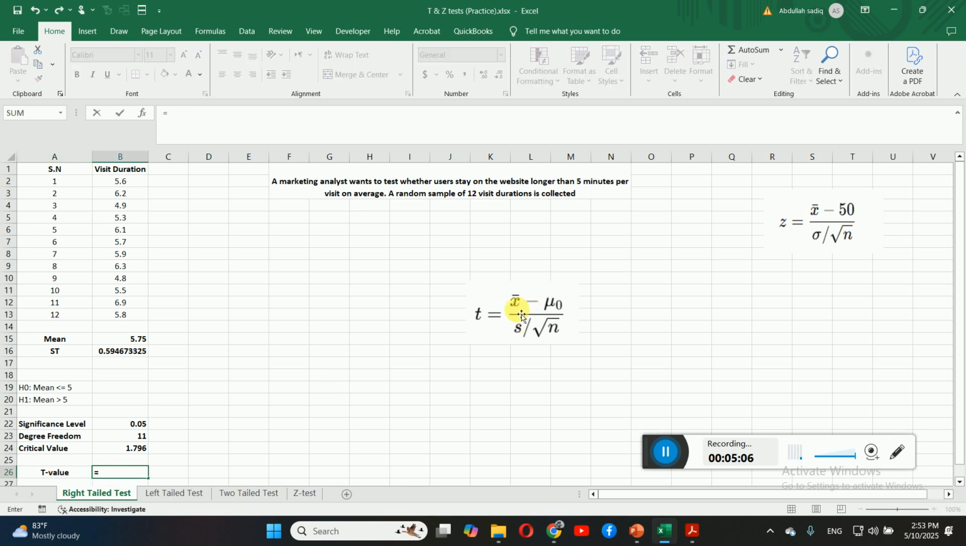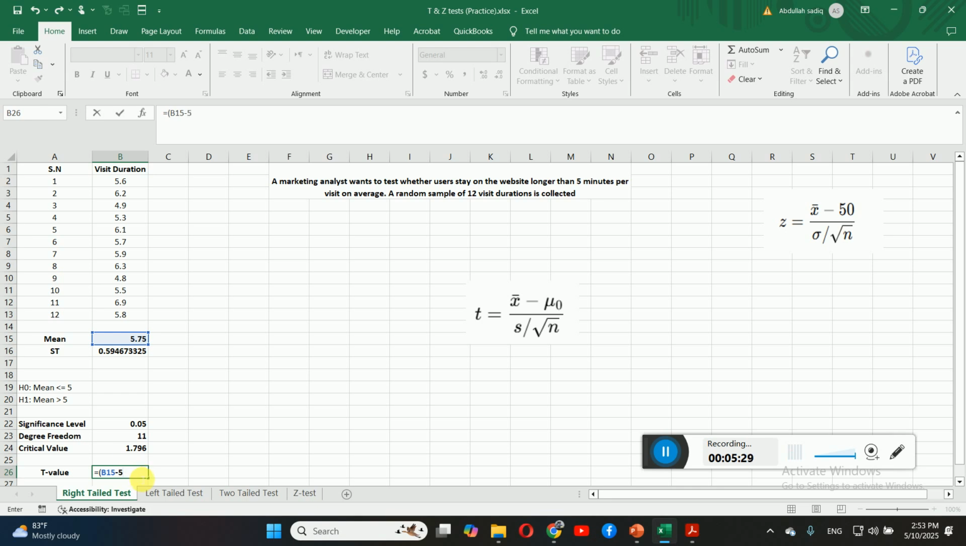Okay, and this t-value, what we have in the denominator, we have x bar minus mu. So the x bar value is our mean value. Then minus mu, what is the mu? This is the hypothesized value, which is 5, or the population mean, assuming the null hypothesis. So in the null hypothesis, we have the value of 5 here.